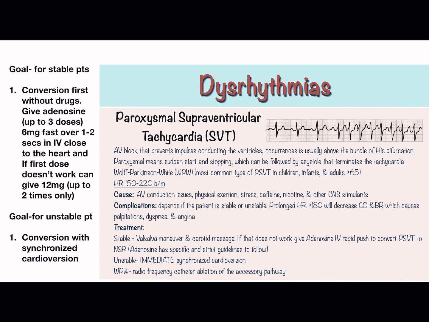So you have to educate the patient on what's going on, what we're doing, and that they're going to feel the effects of this. So typically you want to give them some type of sedation. Now, if they're unstable and we've tried adenosine and it's not effective, then we will go to immediate cardioversion. And radio frequency ablation is something that they would do in an outpatient clinic or in the hospital setting, where they're trying to reset the accessory pathway. So that's how you treat supraventricular tachycardia and what it is.